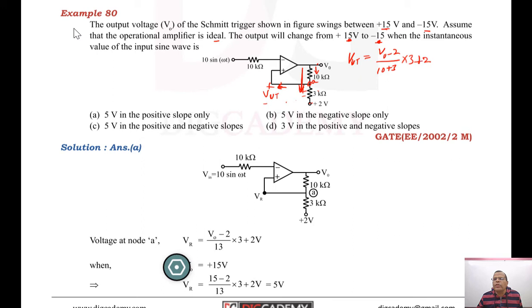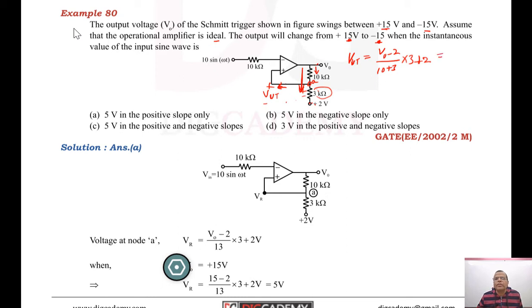You need to understand the concept. Current in this branch will be what? V0 minus 2 volt divided by total resistance. That is the current. So current multiplied by this 3 ohm resistance is nothing but the voltage across the 3 ohm resistance, plus 2 volt will be the voltage at node A.